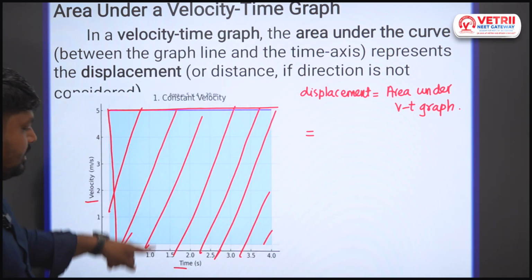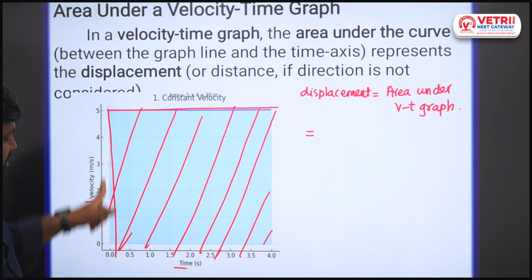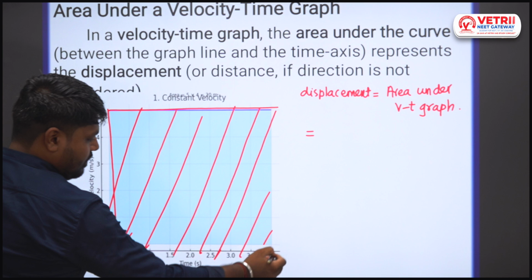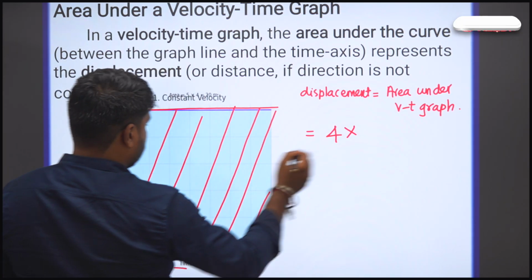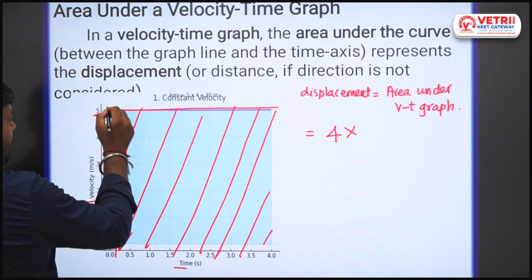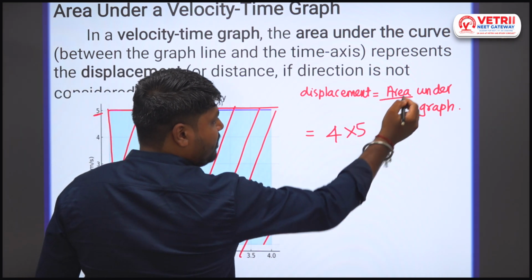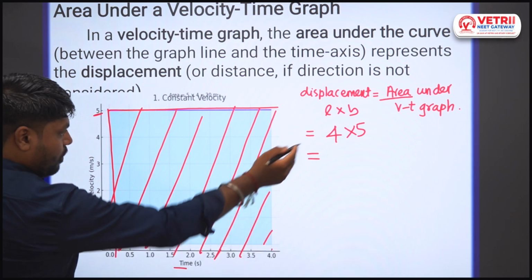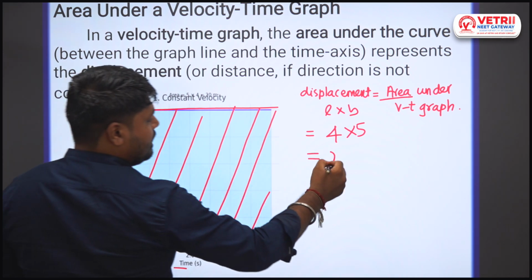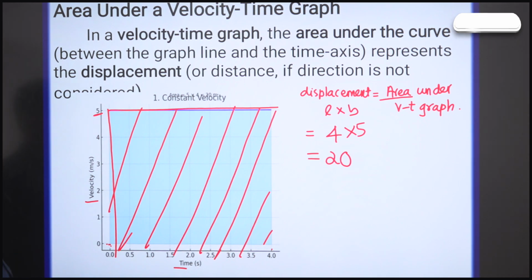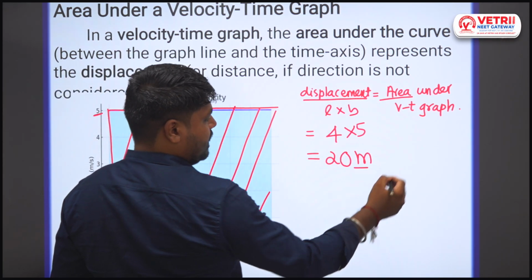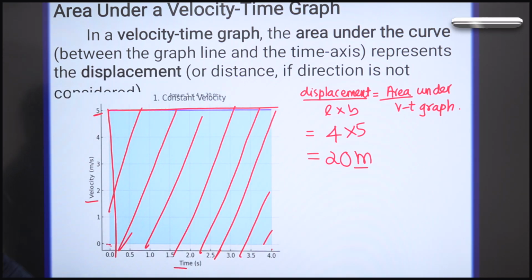Okay. What is the area under this graph? What does the shape look like? It looks like a square, right? Not a square, a rectangle. The length is 4, and the breadth of the rectangle is 5. The area of a rectangle is length into breadth only, right? So it is 0 to 4 and 0 to 5. Length into breadth, so 20. 20 meter. The displacement unit is meter. Can you understand?